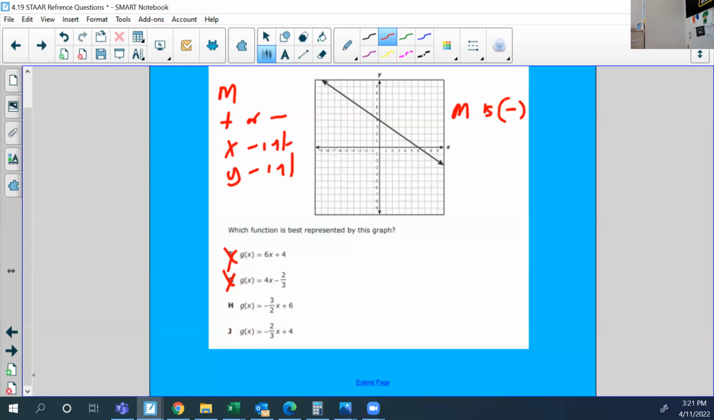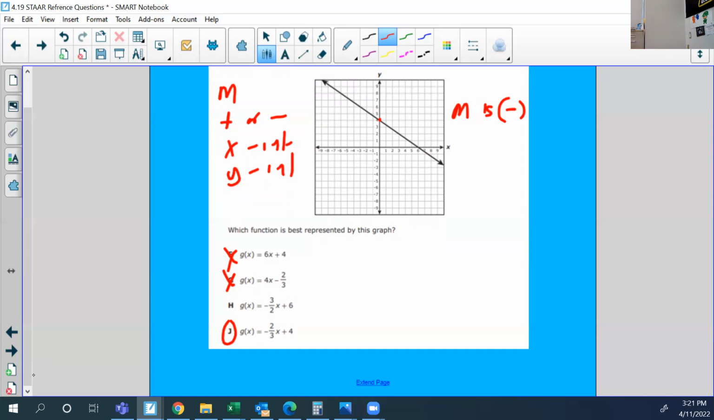Well, let's look at the y-intercept of this graph. The y-intercept is 4. So therefore, J has to be the right answer. So you see, by looking at those options, I can figure out the right answer.